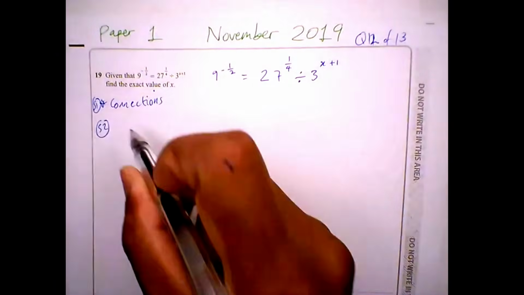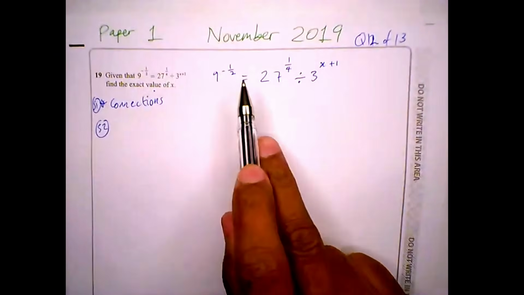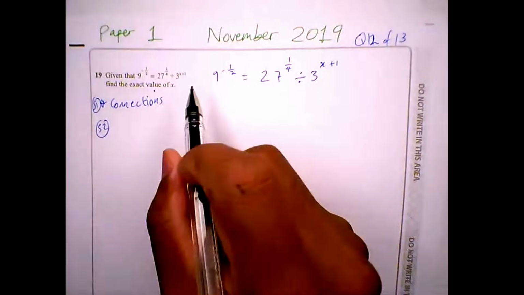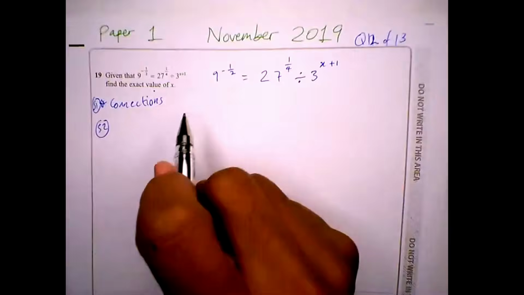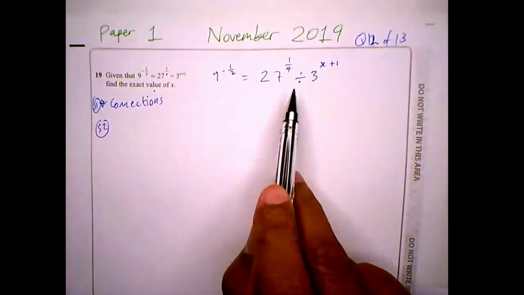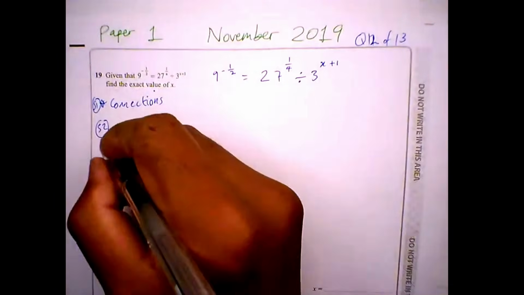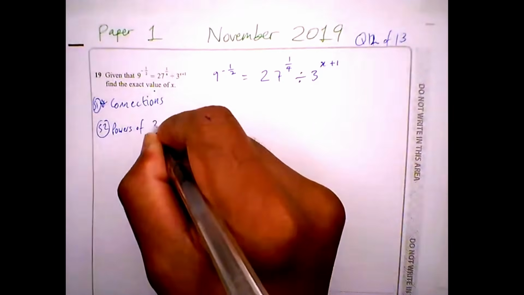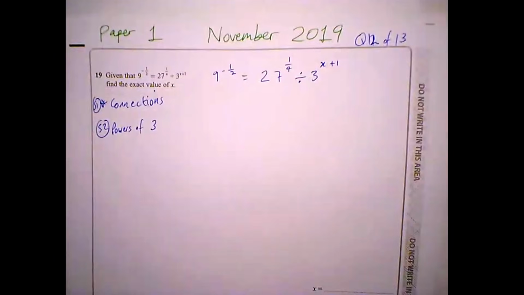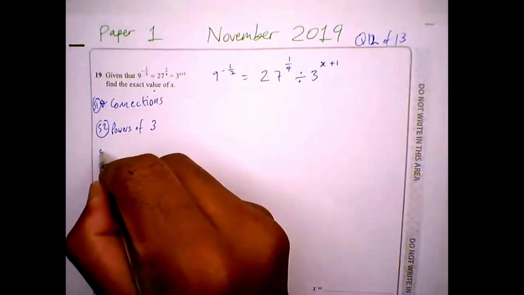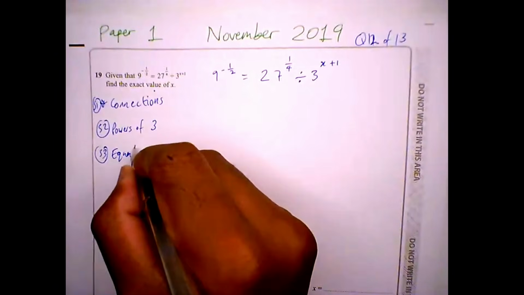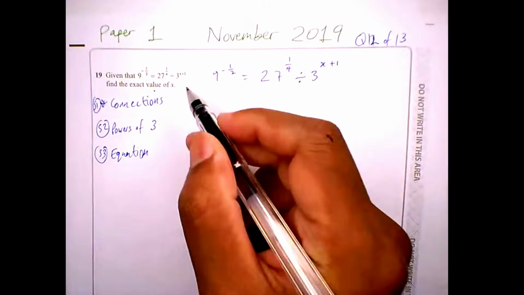My step 2 is I'm going to be connecting 3 with each of these terms. So I'm going to be writing them in terms of powers of 3. Okay, so I'm connecting them, and then hopefully I'll be able to make step 3. Step 3 is an equation where I can find x.